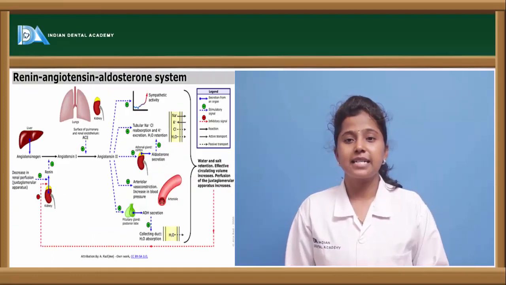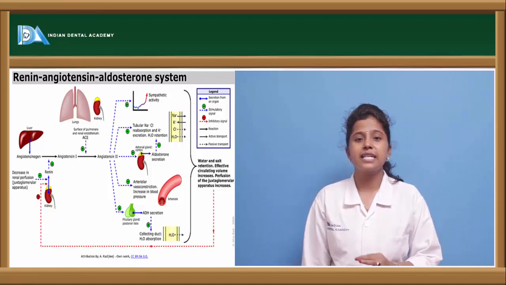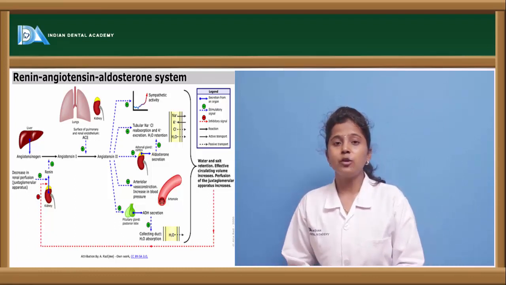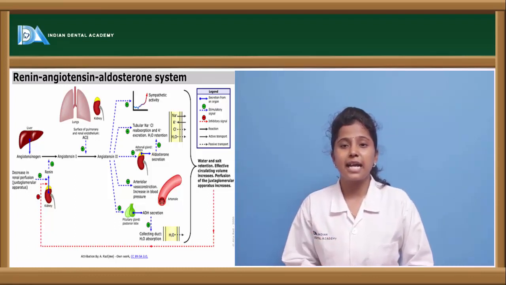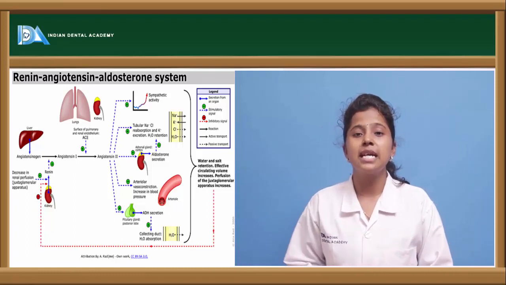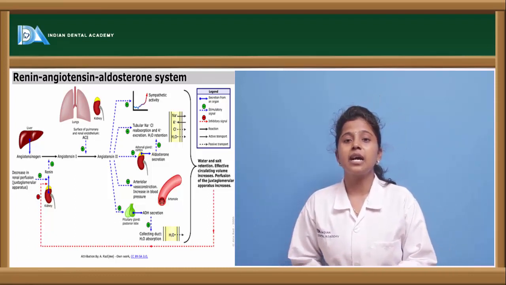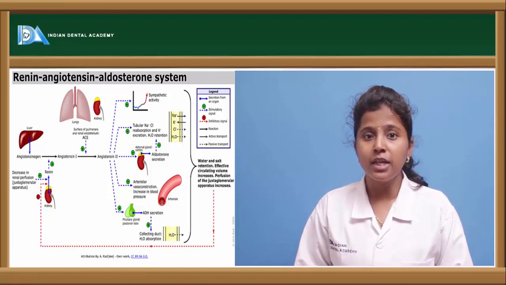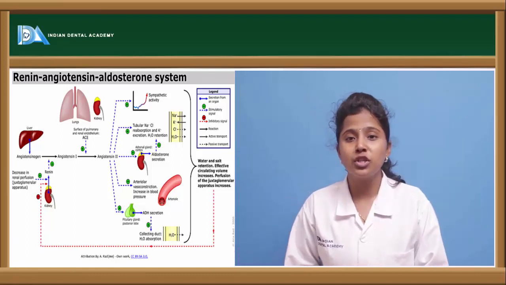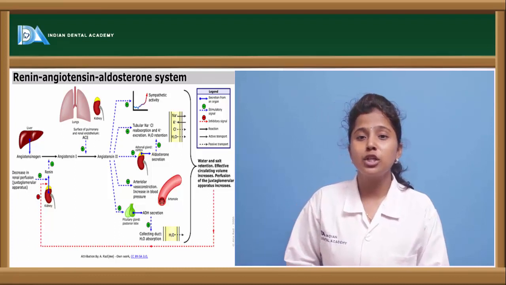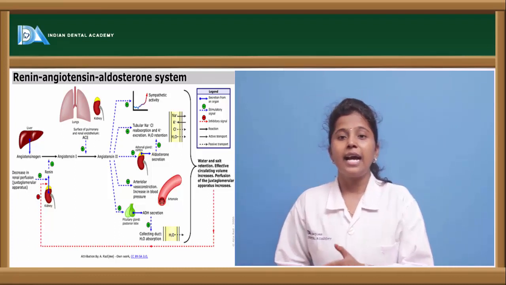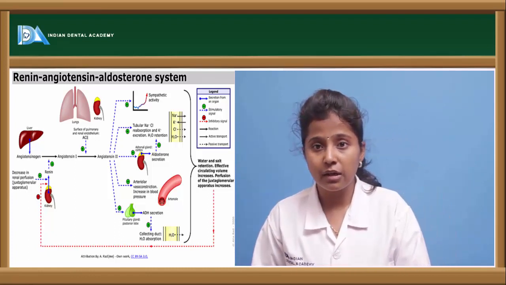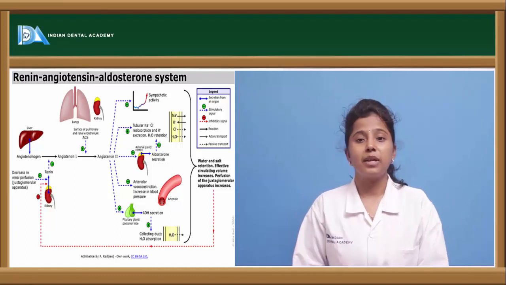Renin-angiotensin system, RAS system. Renin is an enzyme which is secreted by the kidney. Angiotensinogen is a substance which is secreted by the liver, and it is a potent vasoconstrictor. So this renin acts on angiotensinogen and converts it to angiotensin 1, and angiotensin 1 is a potent vasoconstrictor. Because of this potent vasoconstrictor, it causes constriction of blood vessels and an increase in blood pressure.